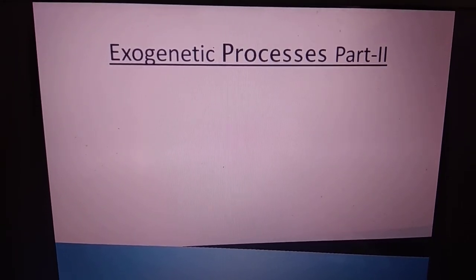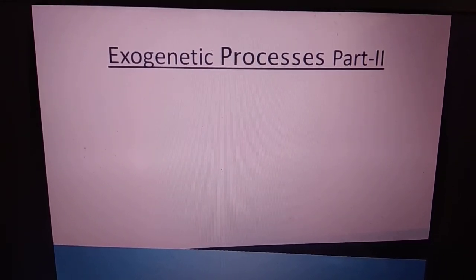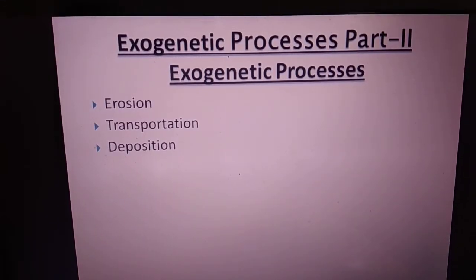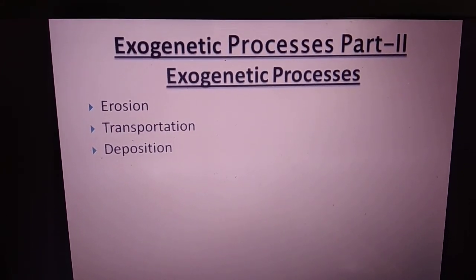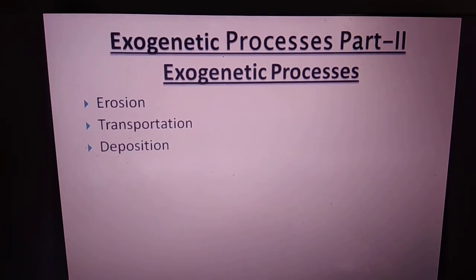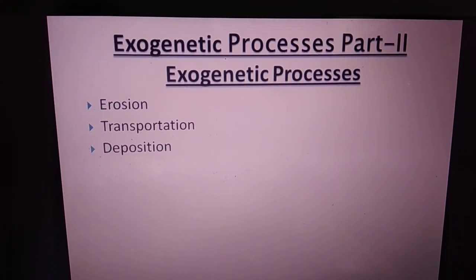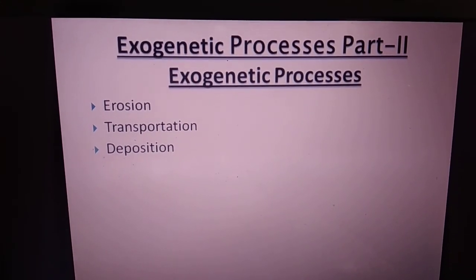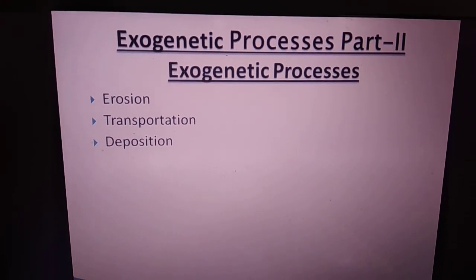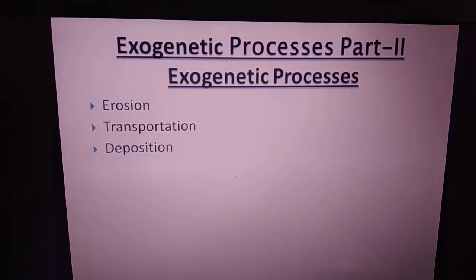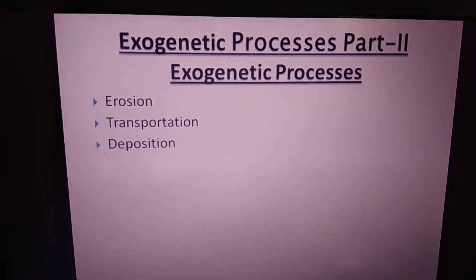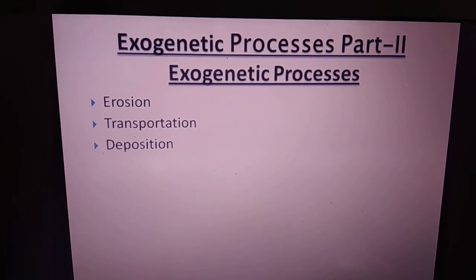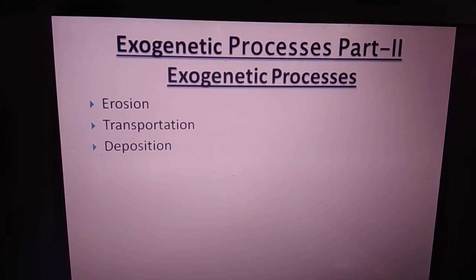So today we will discuss the chapter on the exogenetic process, part 2. In previous classes we already discussed the definition of the exogenetic process. What is the exogenetic process? Exogenetic processes are external processes that occur on or above Earth's surface. Examples of exogenetic processes are erosion, transportation, deposition, etc.